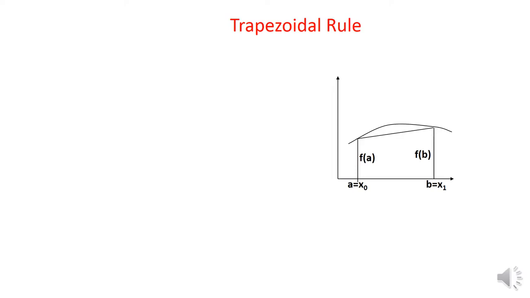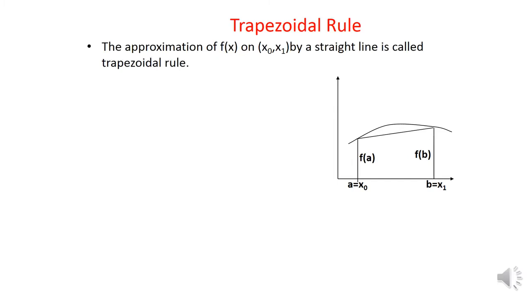So these 2 points on the x-axis are a = x0 and b = x1, and the function values are f(a) and f(b) at these 2 points respectively. It means we are approximating the function f(x) on [x0, x1] by a straight line, and it is called the trapezoidal rule. It is a 2-point formula, also we call it the 2-point formula.